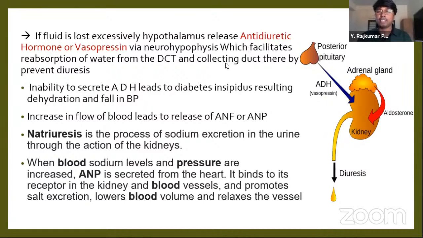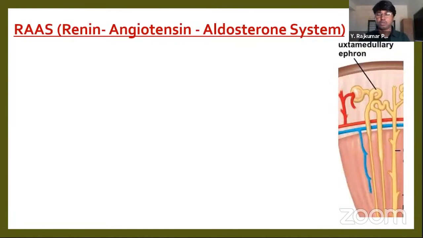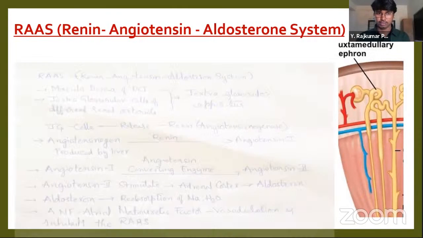ADH is useful for the reabsorption of water, and it prevents diuresis. Let's see the next. RAS system. What is meant by this RAS? First of all, let's see the expansion of it. RAS means renin angiotensin aldosterone system. Why it is called like this, we will see. There are several changes that take place in this hormonal control feedback mechanism. Let's see what changes take place.